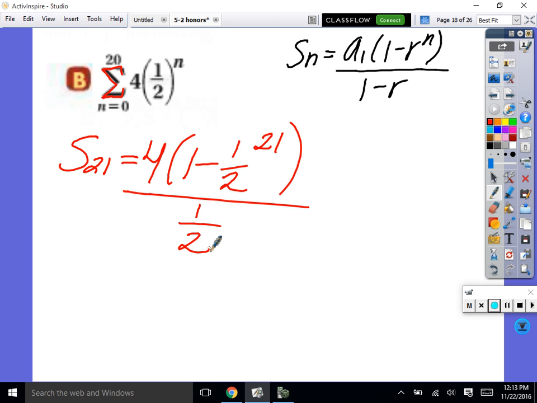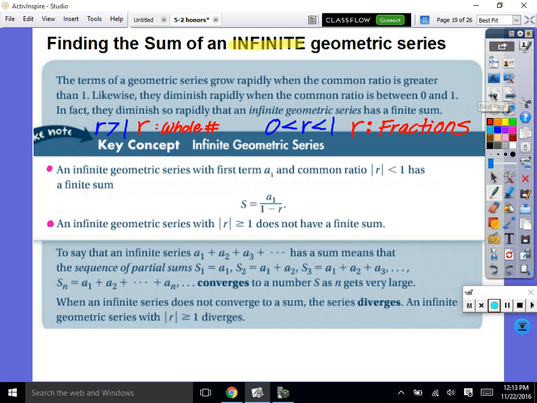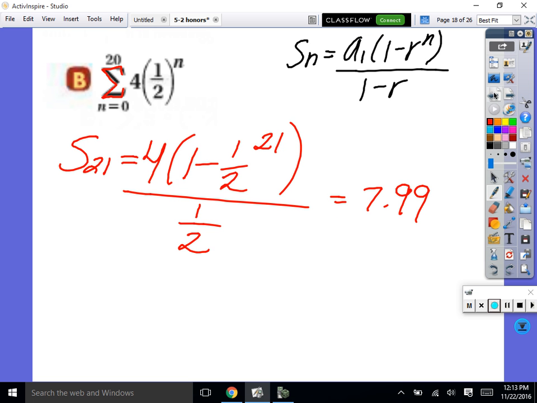So we could calculate that. I'll just give you the answer. I just wanted you to see something in a different form. And you will get, I thought I did it. I must have added this one on there. Oh, no, I did. So we get 7.99. Everybody good with that? Okay, so that was fine. That's the formula to find the sum of a finite geometric series.